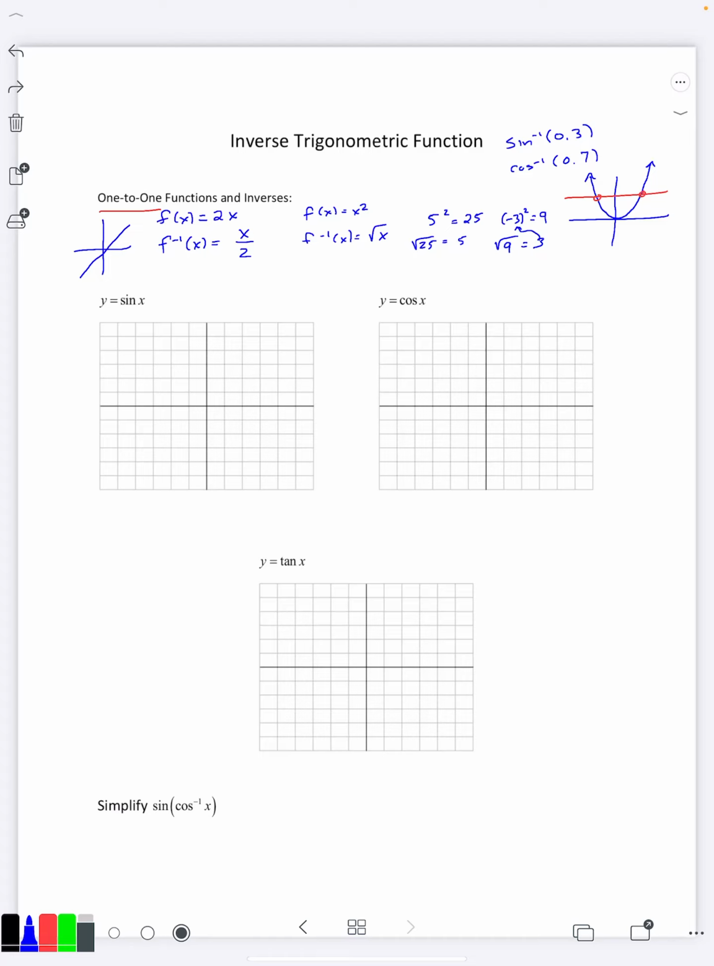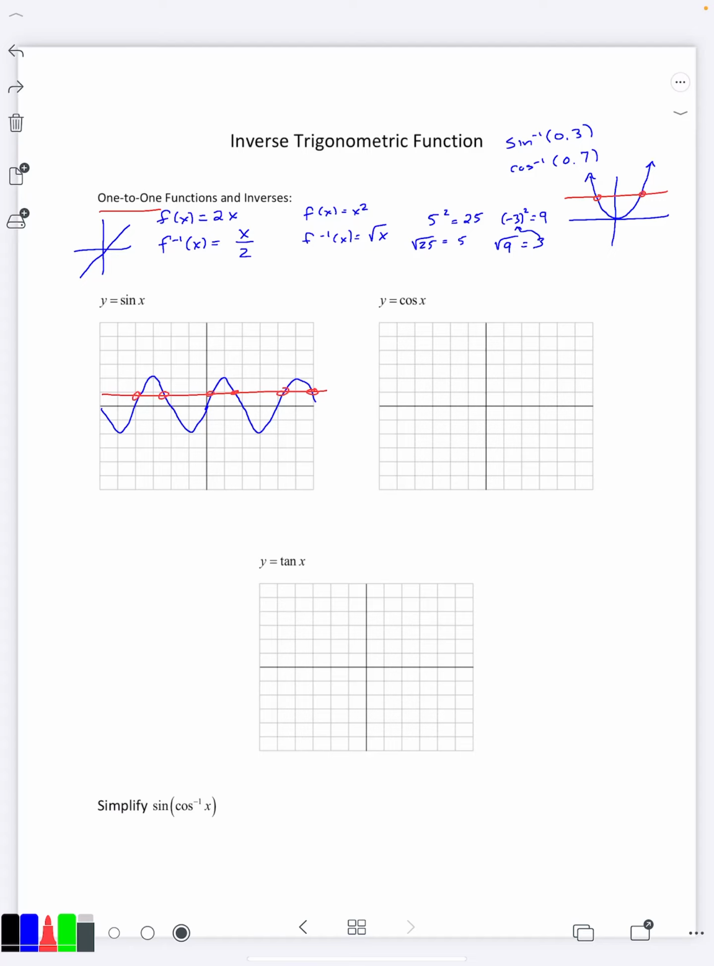Now, we have a really big problem, though. If I draw a rough graph of sine here, I'm not going to worry about being too exact, just to give an idea. Looks something like this. And if I want to say, okay, is this a 1 to 1 function? Does it pass the horizontal line test? And you see it fails the horizontal line test spectacularly.